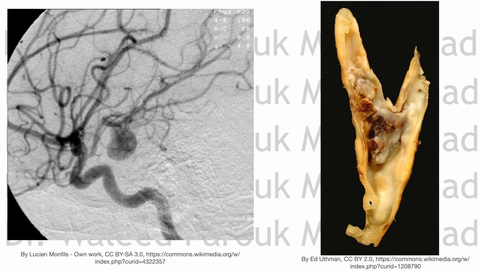This is a real tissue specimen of atheromatous plaque affecting the bifurcation of the common carotid artery into external and internal carotid arteries. See how it looks.